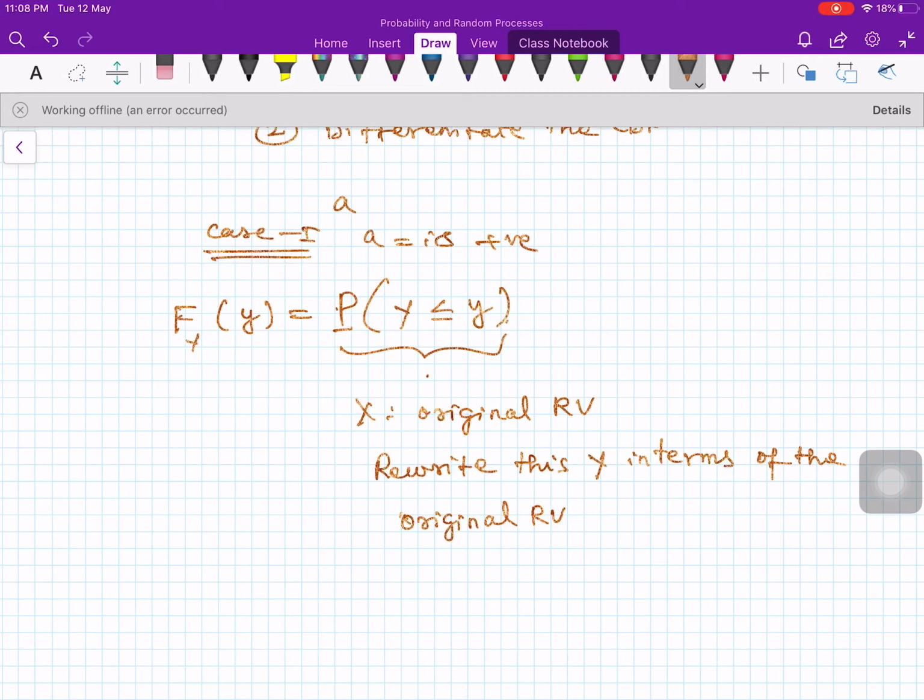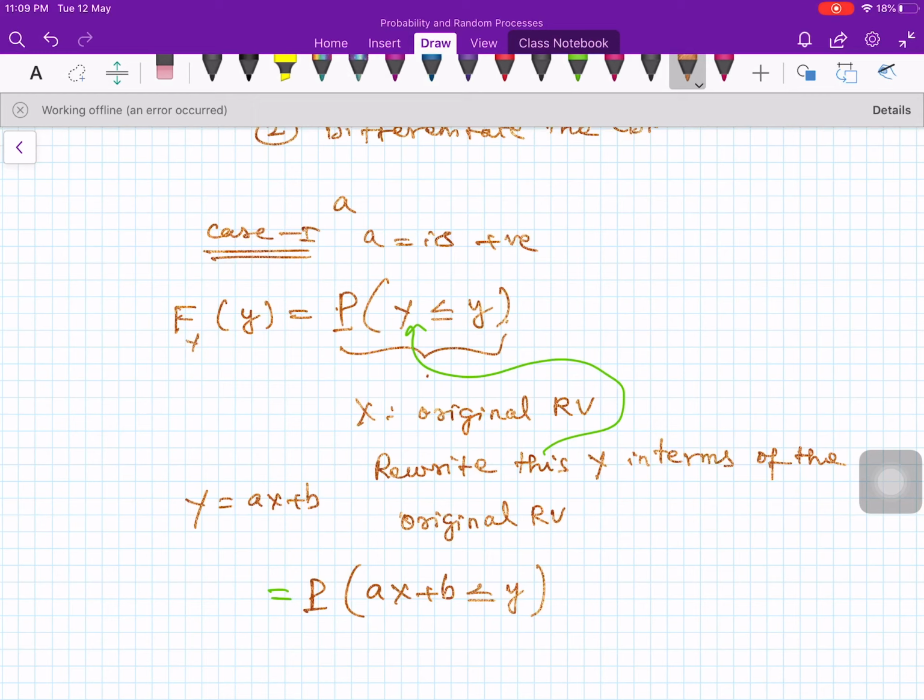When I say this, I mean this random variable. Okay, so rewrite this random variable. So how do you rewrite? P of... we know that y is equal to ax plus b. Write down here ax plus b less than or equal to small y. So this, by definition.